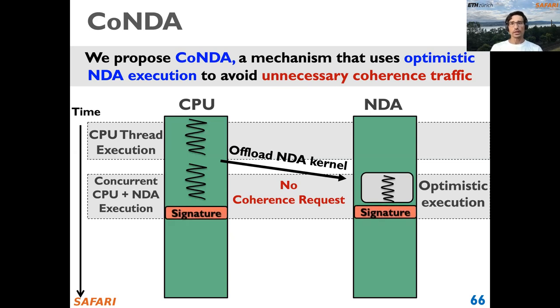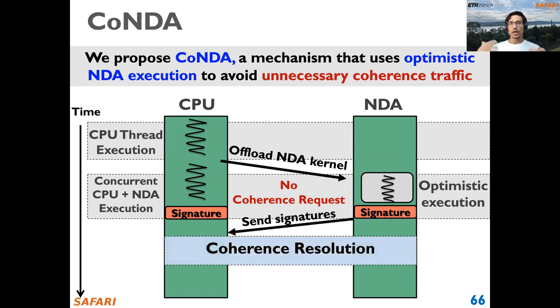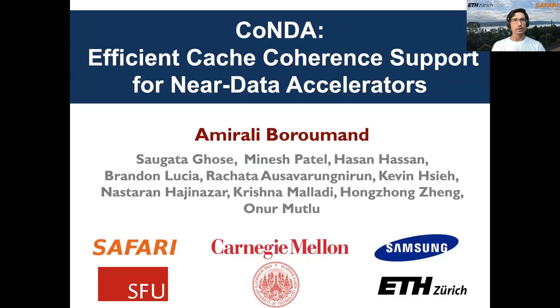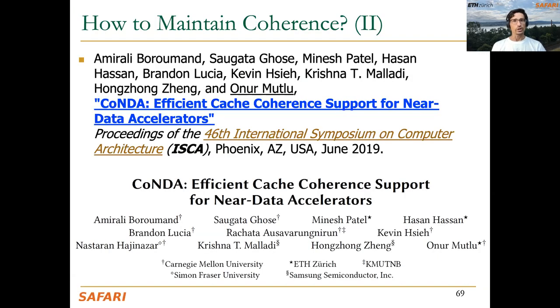And at the end, both sides exchange signatures in order to check if there have been any actual concurrent requests to the same cache line, and in that case, perform the coherence resolution. That is going to be either committing the results, confirming that everything went well, or in case there was some coherence conflict, re-executing in order to solve it. CoNDA produces results that are within 10.4 and 4.4% of the performance and energy of an ideal NDA coherence mechanism. And this is the paper, and here you can find a link to this paper.